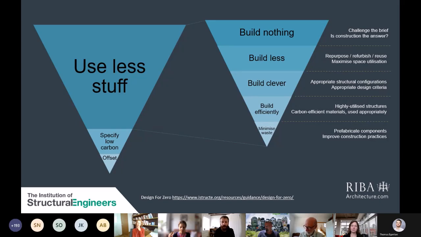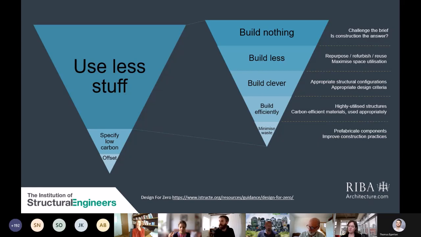But if we look at the right-hand part of the diagram from the top down, you see that the sorts of impacts you have from building nothing or just building less, they're going to be the big impact decisions you can make from an embodied carbon point of view. Minimising waste, prefabrication, local sourcing to minimise transport emissions, these are all good too, but will usually have a much smaller impact than just building nothing, building less, and so on.